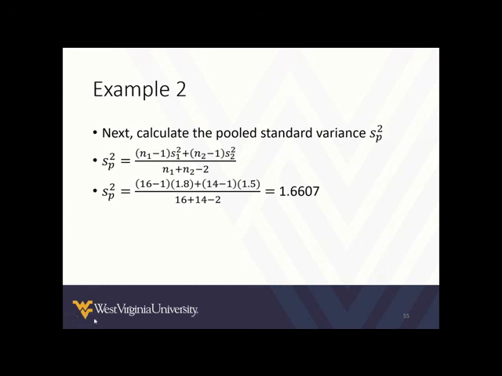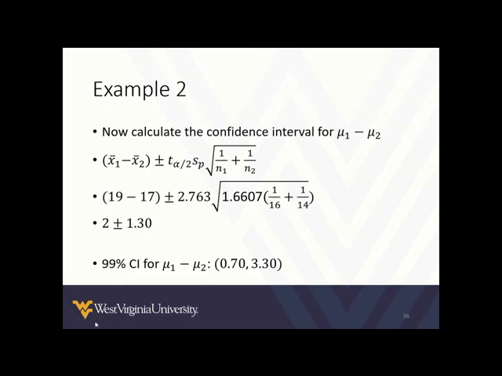Now, before we can plug and chug, we do need to calculate our pooled variance statistic. Plugging in our corresponding values, we'll get a pooled variance of 1.6607. And so now at this point, all we need to do is calculate our confidence interval. So this will be the quantity of 19 minus 17, plus or minus 2.763, all multiplied by the square root of 1.6607 multiplied by the quantity of 1 over 16 plus 1 over 14. This will become 2 plus or minus 1.30. And so this will be a 99% confidence interval for mu 1 minus mu 2 of 0.7 to 3.30.